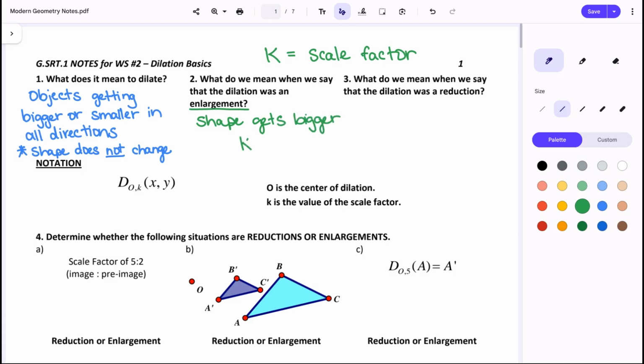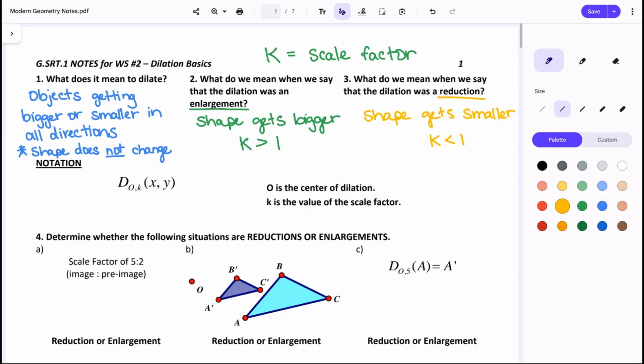And I'm going to write K is greater than 1. And what did it have to be if it was a reduction? Under 1. And that also means that the shape gets smaller. So K is less than 1.